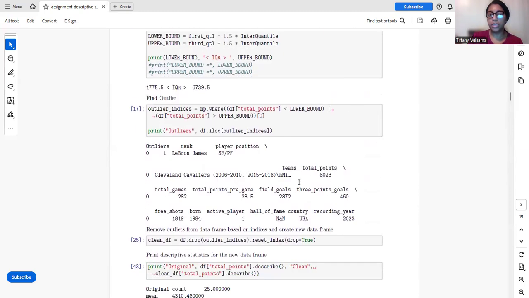Here's LeBron James playing in 282 total games.